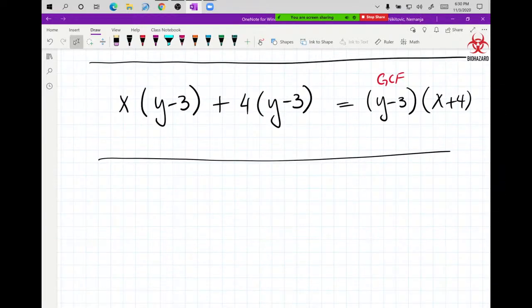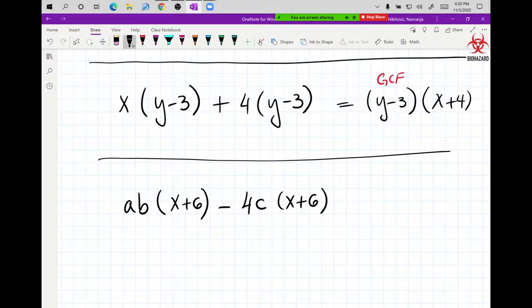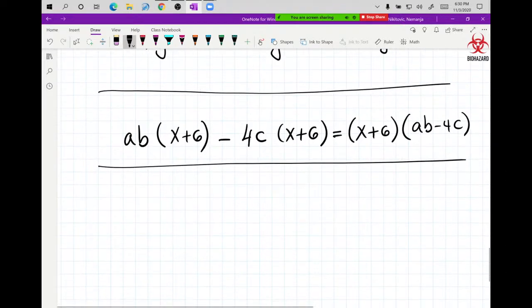it goes quick. So let's say you have AB times (x plus 6) minus 4c times (x plus 6). What is common? X plus 6. And now what are the leftovers? AB minus 4c. Okay, one more of these.